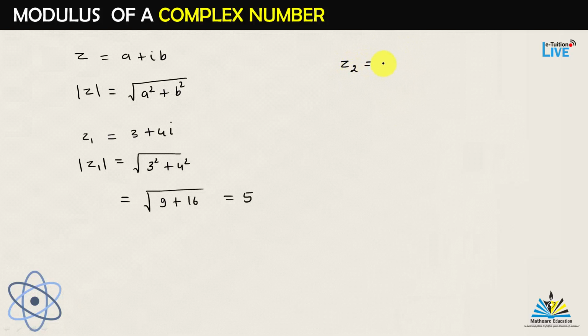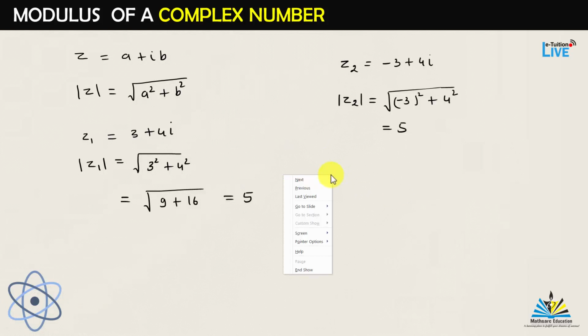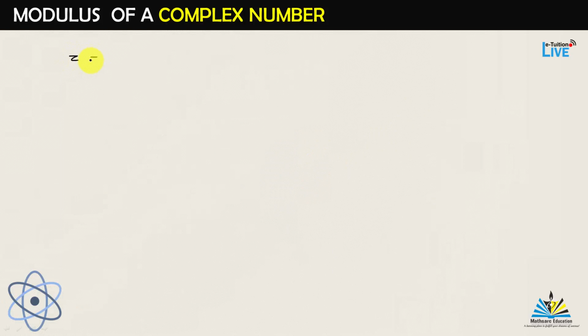Let's have another complex number. Z2 is minus 3 plus 4 iota. Then mod of Z2 will be under root of minus 3 whole square plus 4 square, and that is again the 5 value.